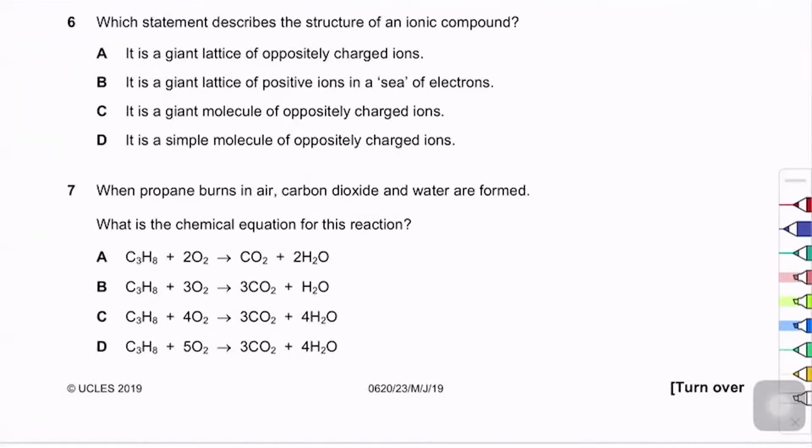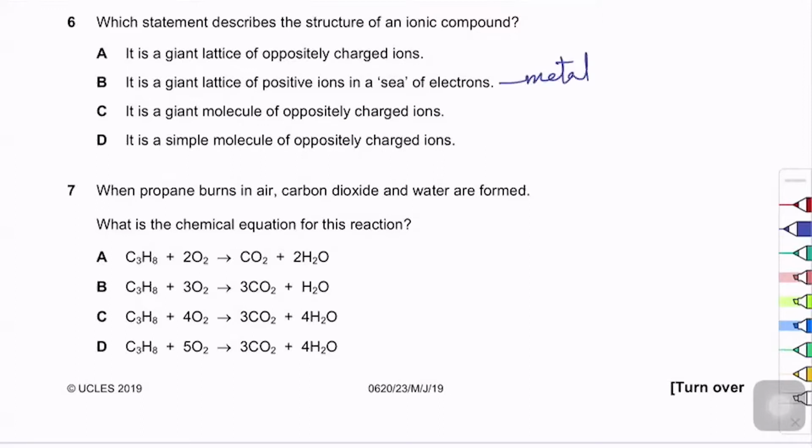Next, it is a giant lattice of positive ions and a sea of electrons. What kind of material has this structure? Do you know? Very good, Rabia. It is metals, and Iman, good, good. So yeah, this is referring to metals.